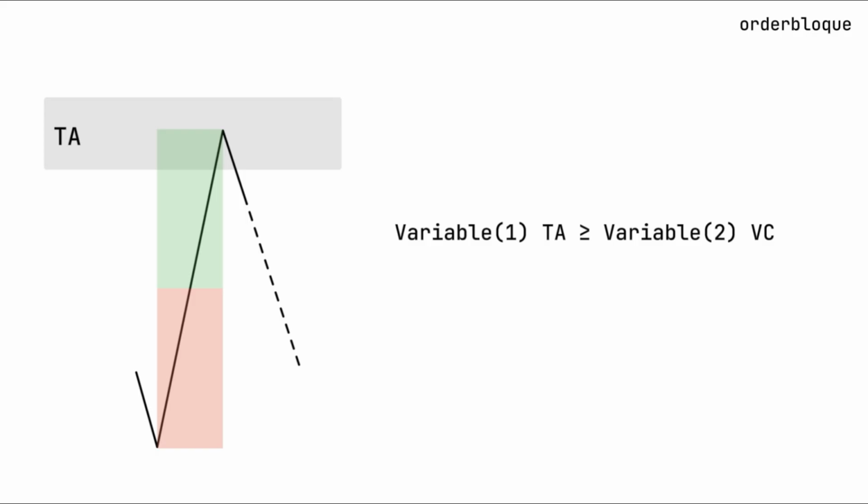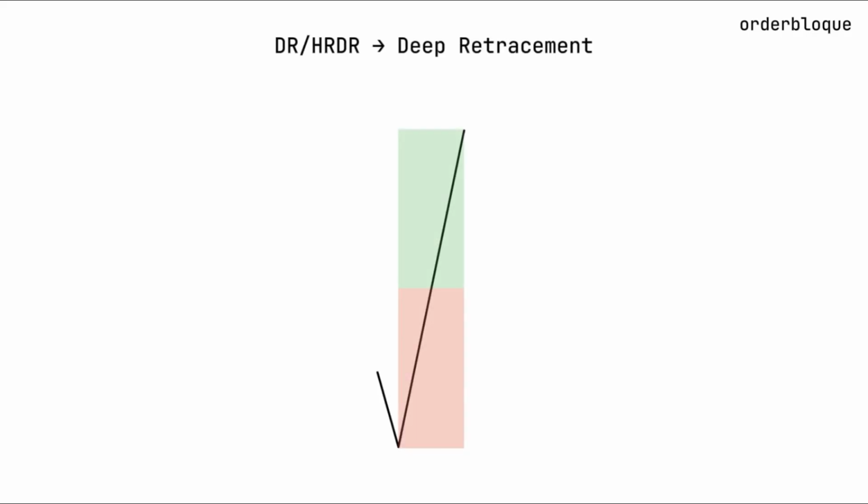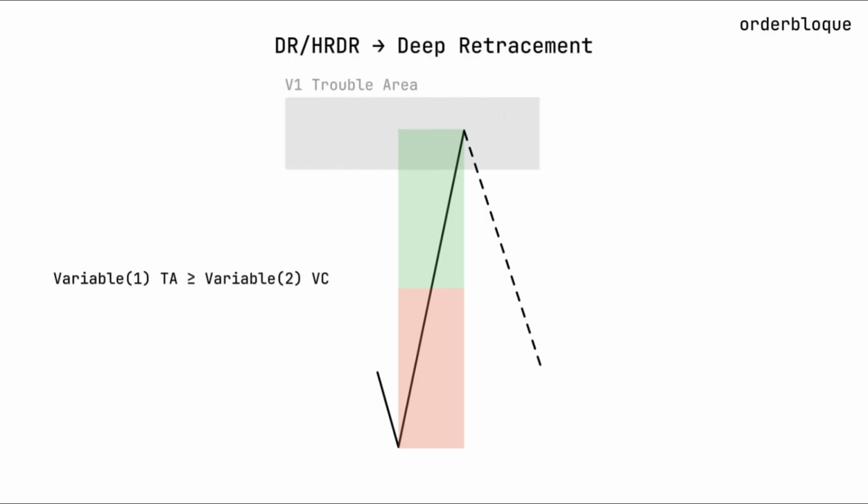It's simple. As a result, it turns out that a dealing range or high resistance dealing range is a deep retracement, where variable 1 trouble area is equal to or greater than variable 2 volume confirmation. Schematically, it looks as follows. Accordingly, we can assume that in the context of volume confirmation, the price is more likely to correct more deeply.